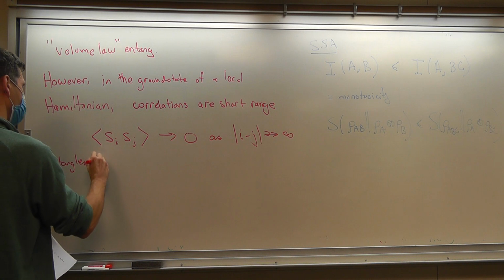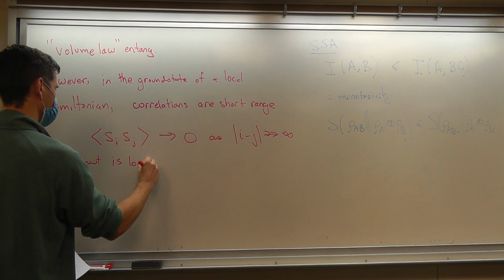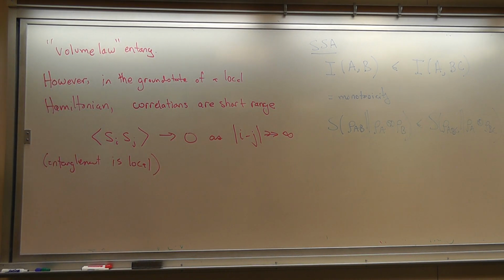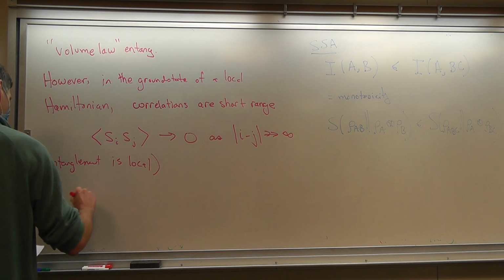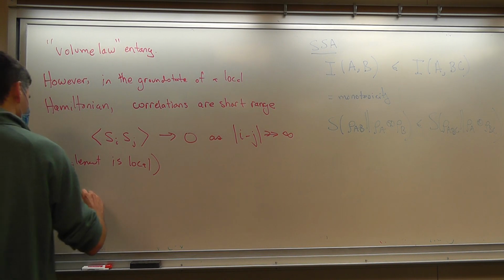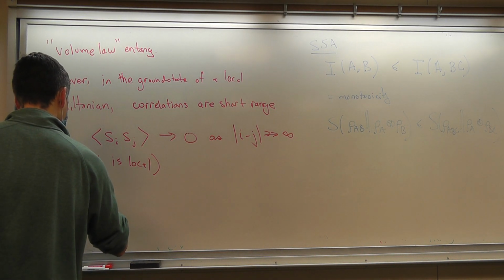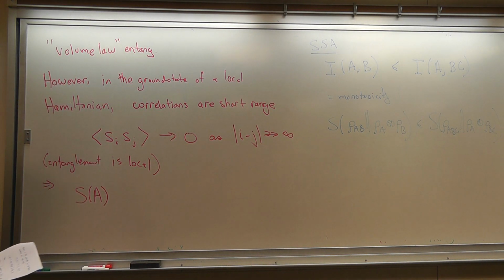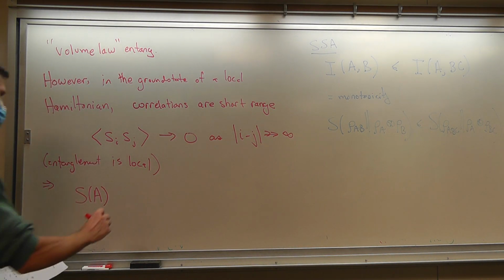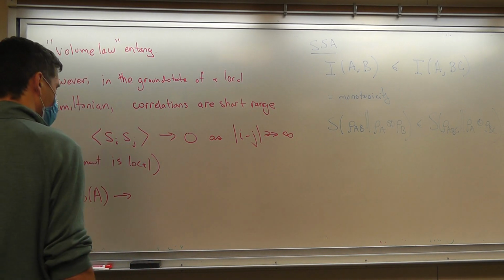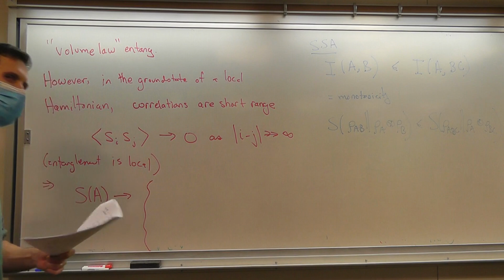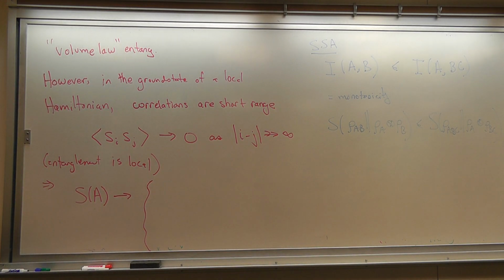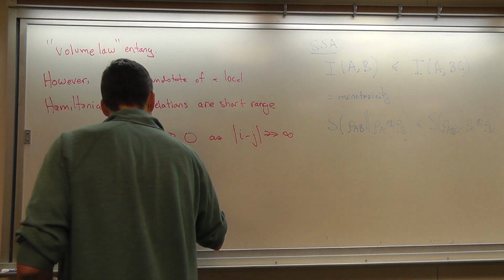Entanglement is local. And what that means about the quantum entropy is that if you calculate S of A in this ground state of a local Hamiltonian, then there's two things that commonly happen. The first thing is that you get a constant.